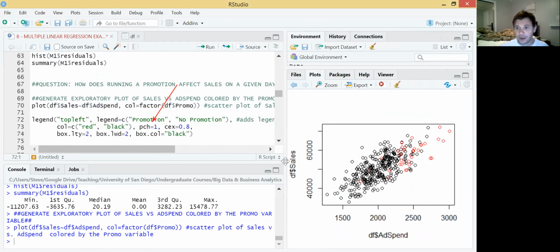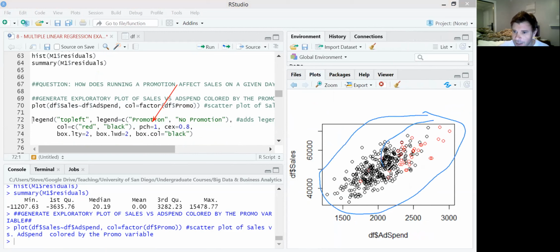Okay, we're going to color them by promo, and when I run this plot here, you'll see in the right diagram now, we are getting data points that have 2 different colors, right? There are red dots, there are blue dots. And if you look, it seems like the red dots are kind of bunched up and to the right, maybe suggesting that when you run the promotion, these are associated with high ad spend, high sales days.